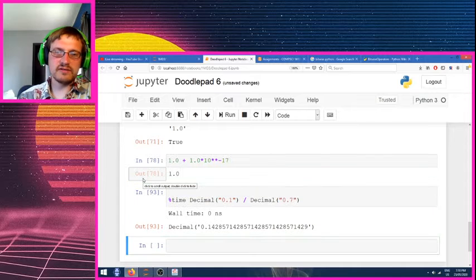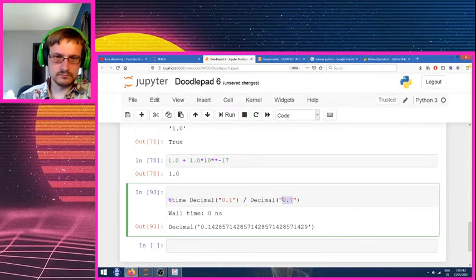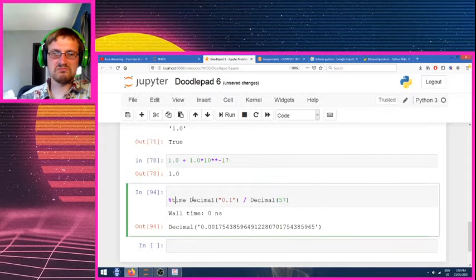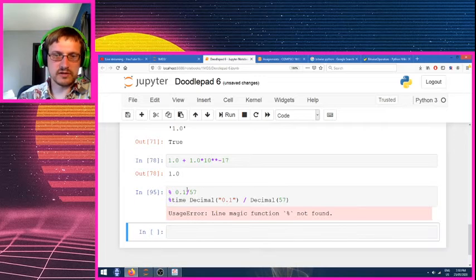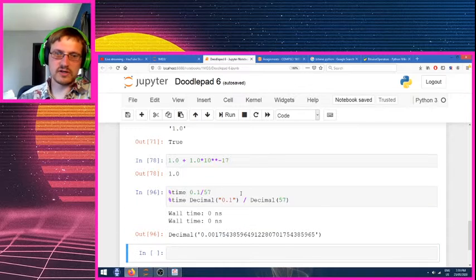I don't believe you. I don't believe you that it was 0 nanoseconds. Wall time. Well, that just doesn't demonstrate what I wanted it to demonstrate at all. Usage error. Very strange. Anyway, that's not working at the moment. Maybe it would work on JHub 2. I'm not sure.